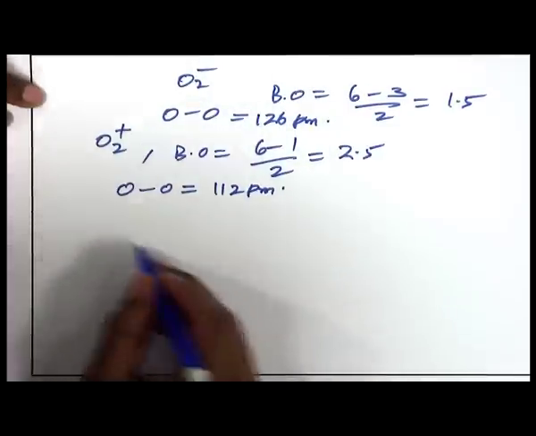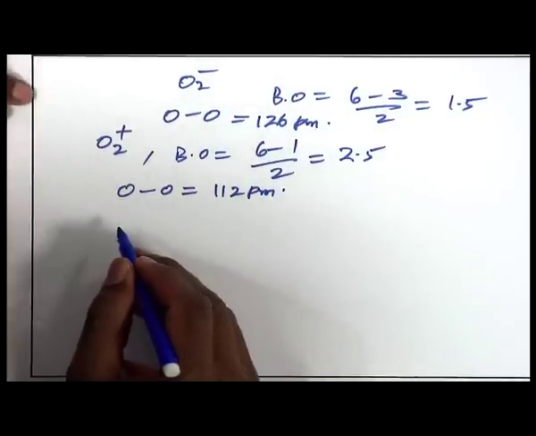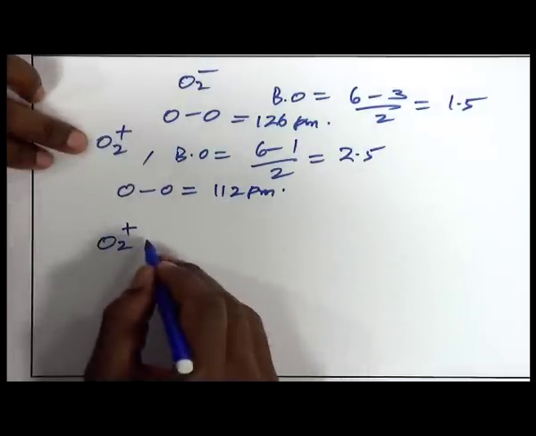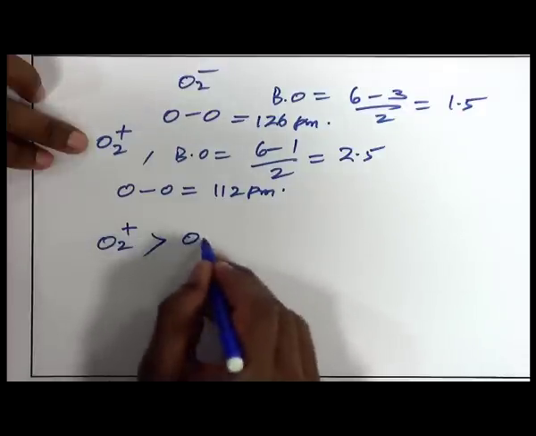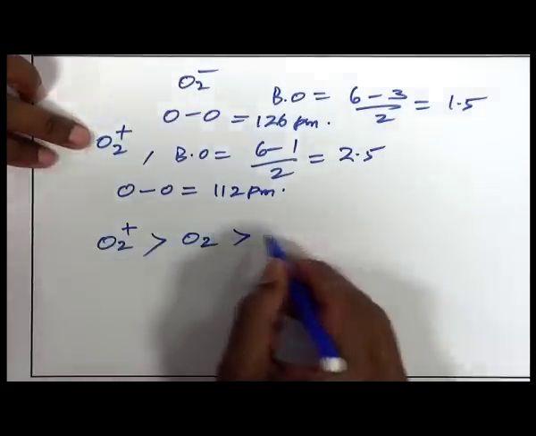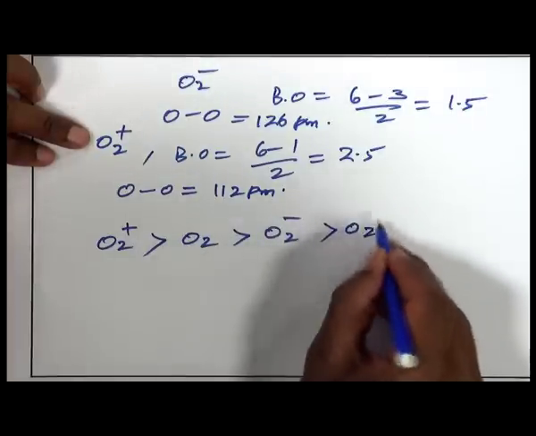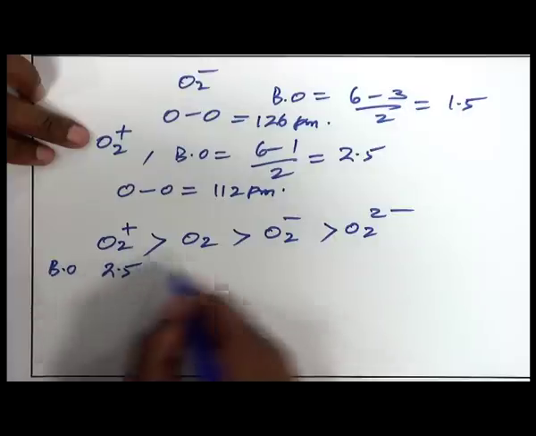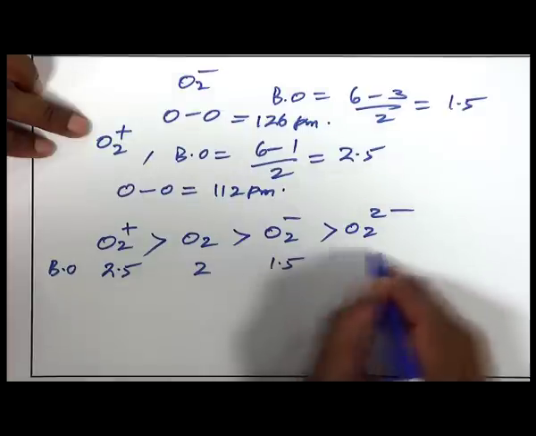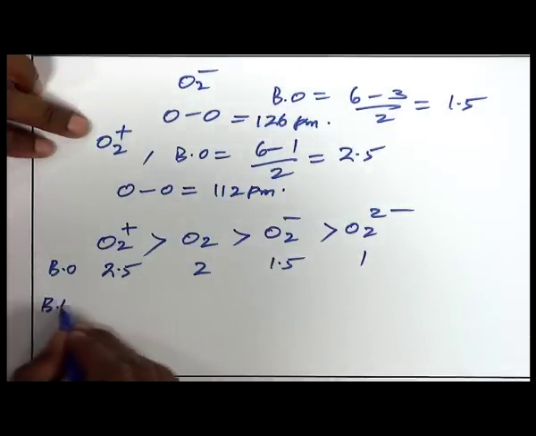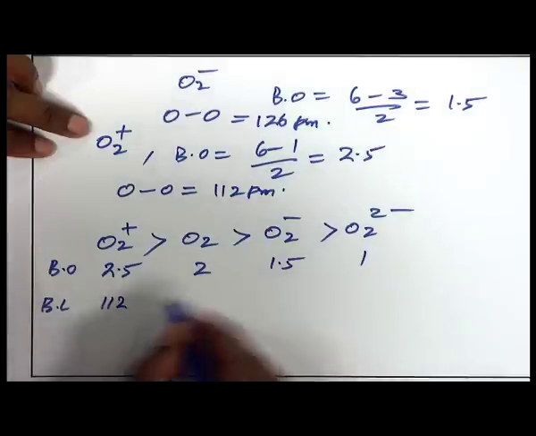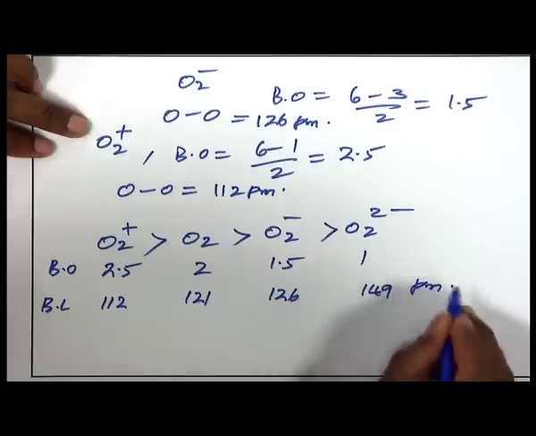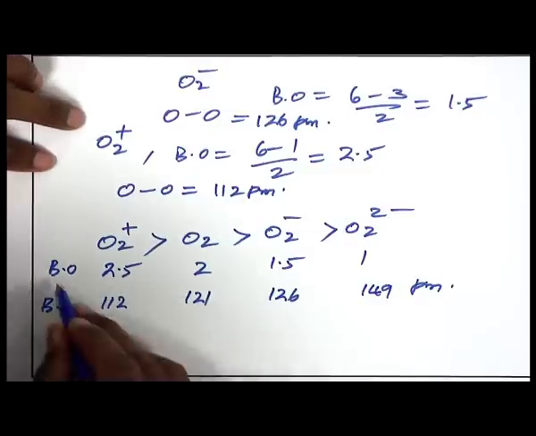Now I am going to summarize them. If I summarize them, the highest bond order is found for O2 plus. Then you have O2, then O2 minus, and then O2 2 minus. The bond orders are 2.5, 2, 1.5, and 1 only. Then the bond lengths are 112, 121, 126, and 149 picometer. So you can observe the relationship between the bond order and bond length.